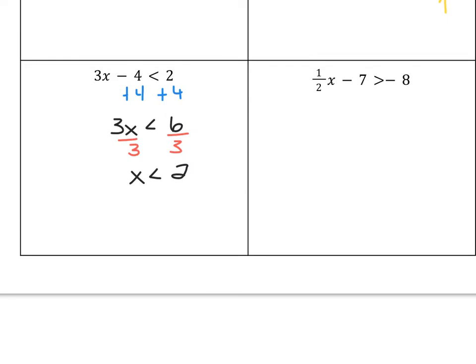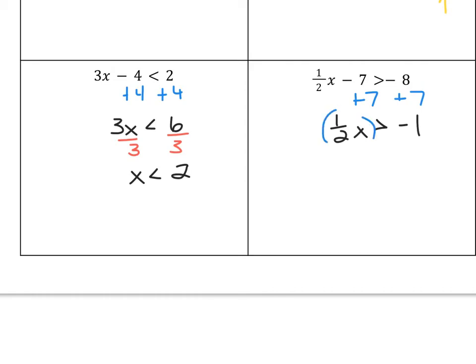The next one, we kick it up a notch. We got some fractions. So my first step is to add 7 to both sides. So 1/2 x is greater than -1. And now you have a couple options. You could divide by that 1/2. I don't like dividing by fractions. So I always start with multiplying by my denominator.